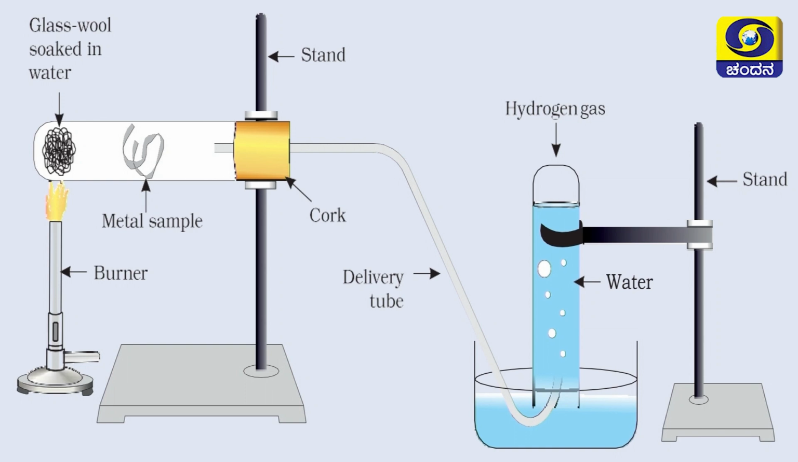So, a metal sample is taken in the test tube and there is glass wool that is soaked in water at the end of the test tube, which is heated. When you heat that glass wool, the water in it is converted into steam. When that passes through the metal sample, you can see the evolution of the hydrogen gas, and the hydrogen gas is collected in the test tube by the downward displacement of water.